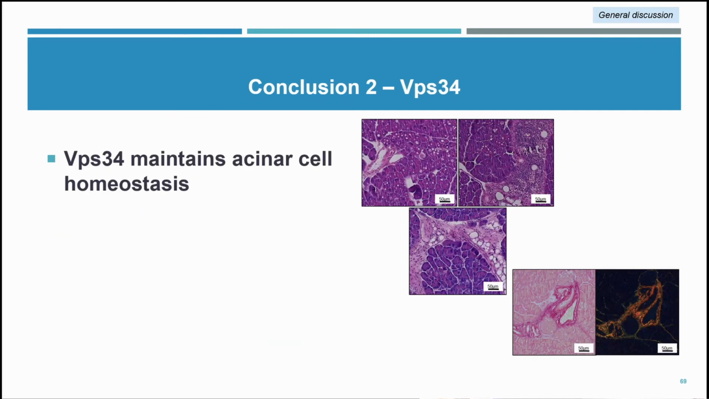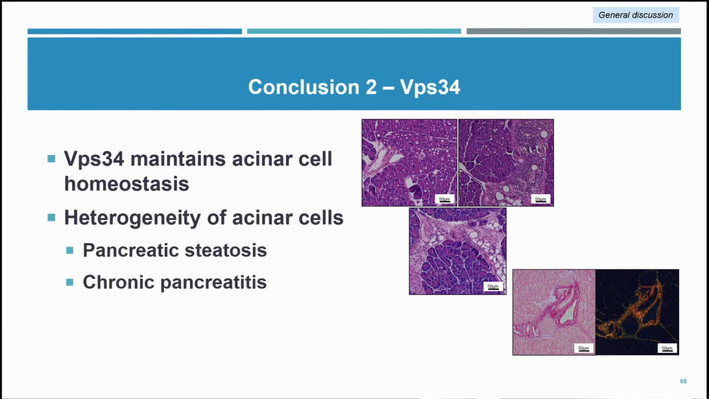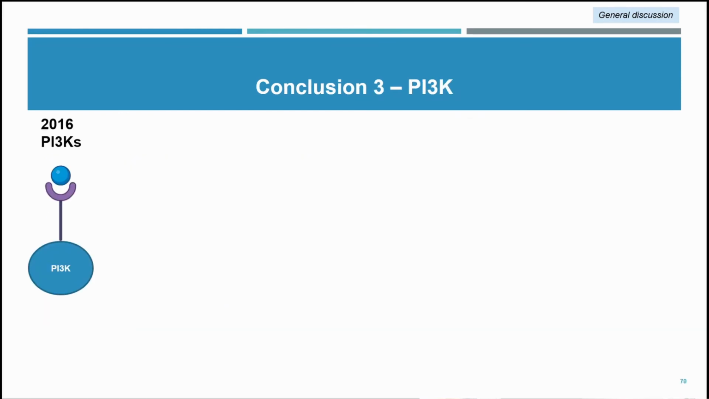For VPS34, we know that it maintains acinar cell homeostasis, and because of the heterogeneity of acinar cells, we end up with this mixed phenotype of pancreatic acidosis and chronic pancreatitis. But we still don't know if it has a role in preventing or promoting pancreatic cancer.